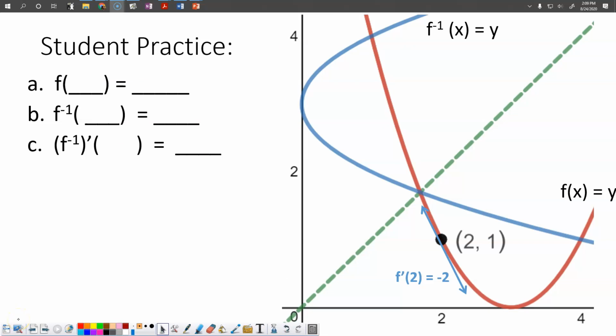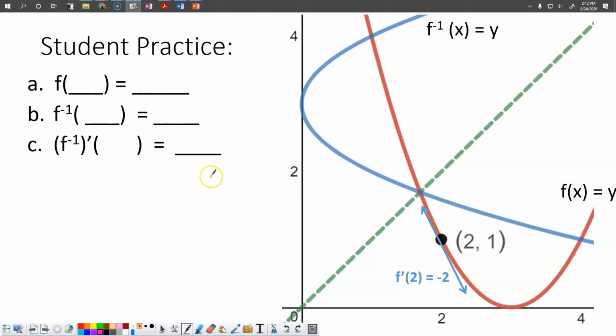Okay, this problem is pretty much like the others. We have the red graph is f. We have the blue one is f inverse. I've given you the point (2, 1) on f, and I've told you the slope of f at x equals 2. So I want you to fill in as many of these blanks as you can. And I think you guys are going to be able to fill this in okay without any problems at all.